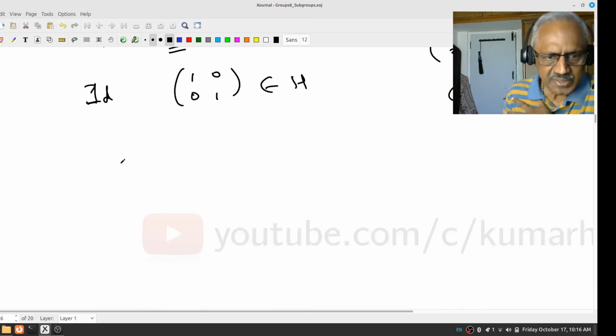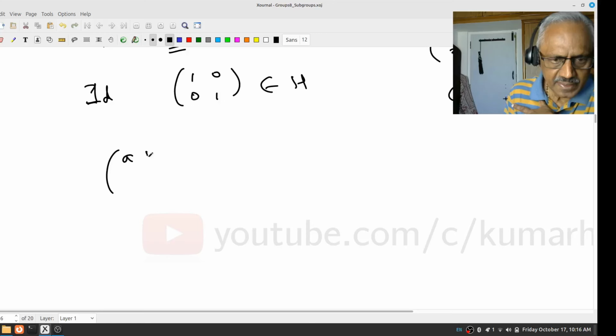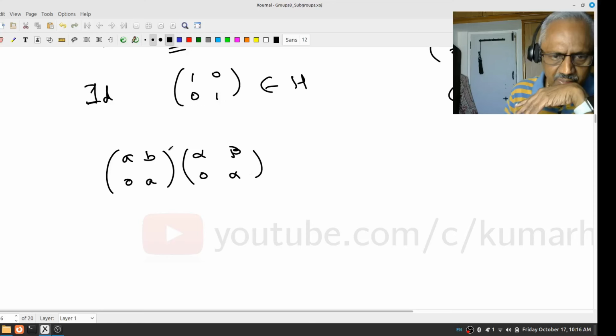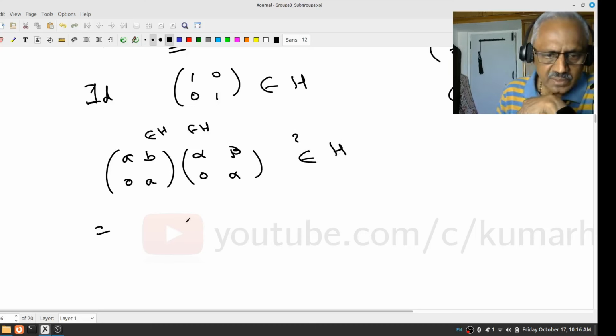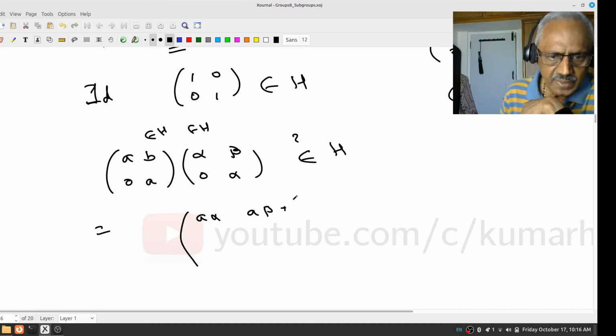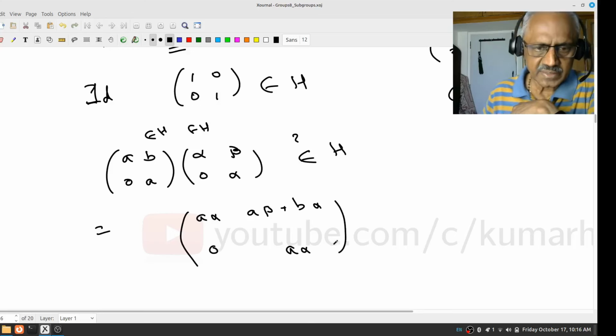Now start with two elements here. Let us say A, B, 0, A, and the next one is, let us say, alpha, beta, 0, alpha. Both are in H. Then I want to know whether the product is in H. So let us do the multiplication. A alpha, A beta plus B alpha, 0, and A alpha. You understand this?